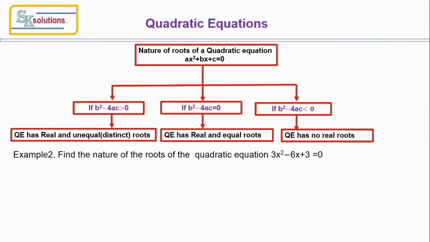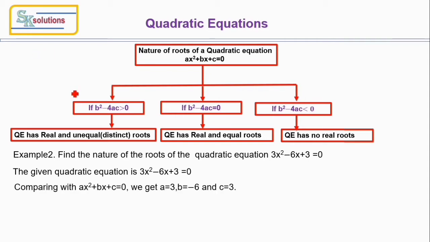Now let's take the second example. Find the nature of the roots of the quadratic equation 3x square minus 6x plus 3 is equal to 0. In this case, the given equation is 3x square minus 6x plus 3 equal to 0. Let us compare this with ax square plus bx plus c is equal to 0. This time we see the value of a is 3 and the value of b is negative 6. Please take care here. Many times children don't consider this negative sign, you just say b is 6. b is not 6, b is negative 6. And c is equal to 3.